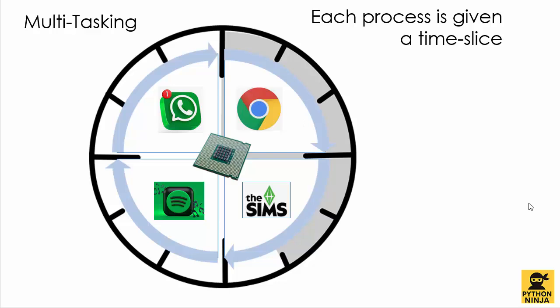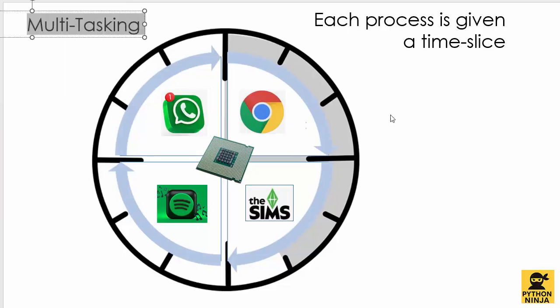So let's assume you're working on a computer. You've got several apps open. You're browsing the internet, you're playing a game, you're listening to some music, and you've got a messaging app open as well. Okay, and it looks like this computer is managing all of these applications and allowing them to work all at the same time, and that's what is meant by multitasking.